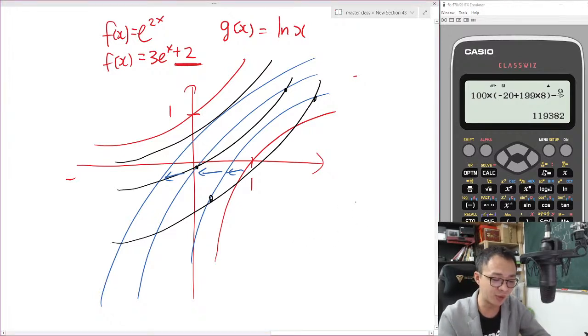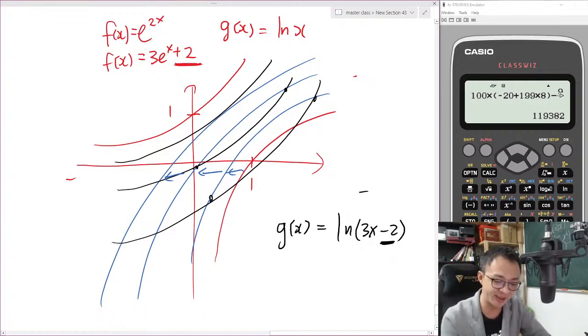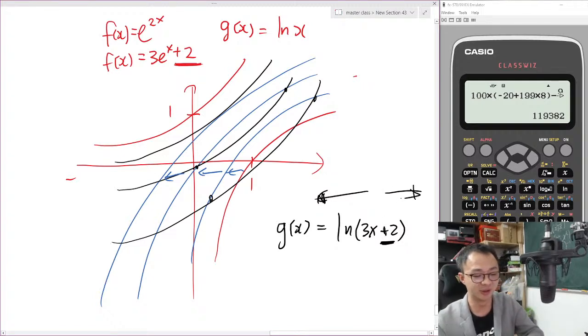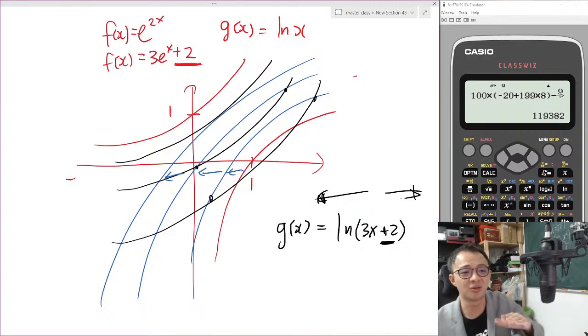But for the log graph, like g(x), if they do something like log, like just now, 2x minus 2, if you see this value is negative, basically they're moving in this direction. If you see this value is positive, then they will move in the other direction for the log graph. And then normally, if I want to draw the log or e^x graph, I need to find the asymptotes, horizontal for e^x and vertical for the log graph.